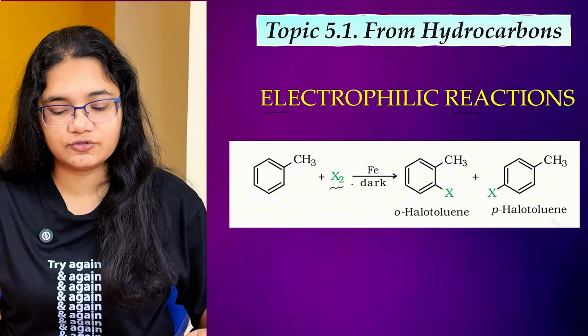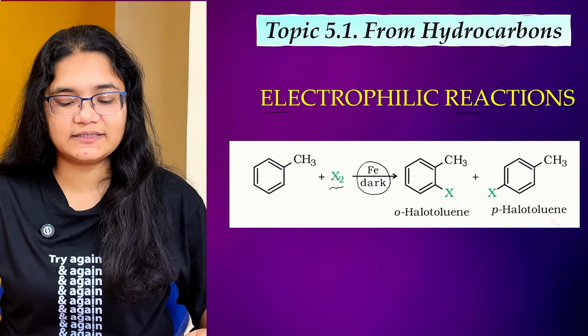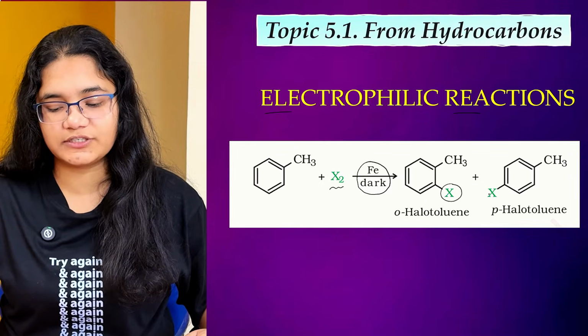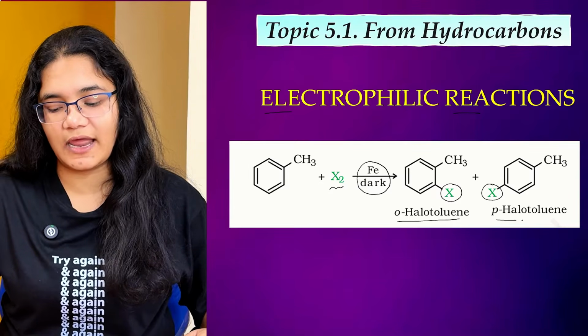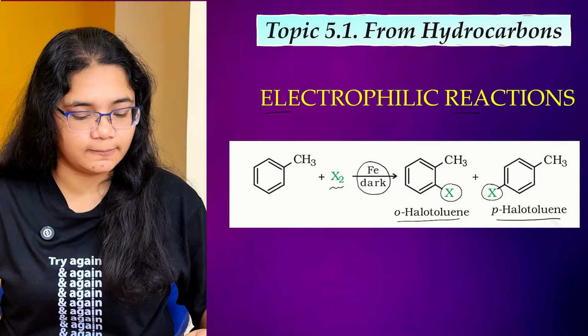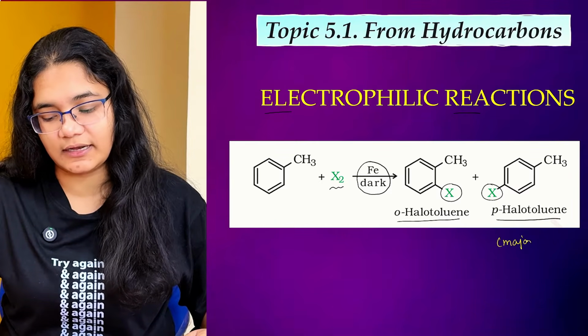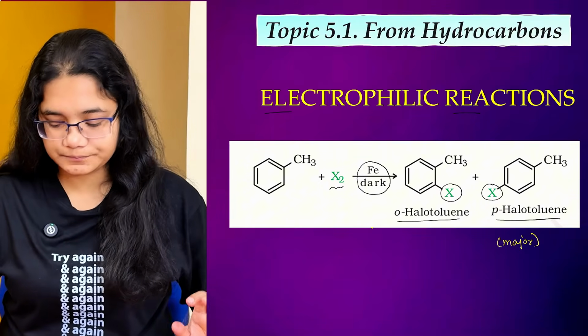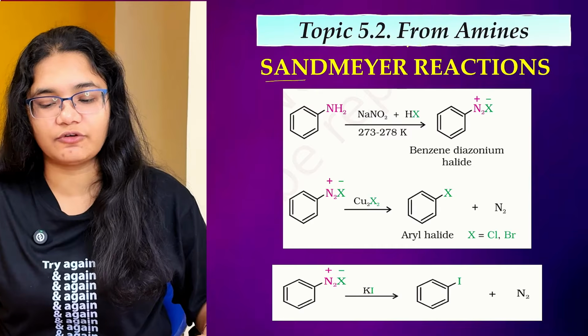If you take X2 with Fe in the dark, then this X will be attached at the ortho position and at the para position. So you can have ortho halotoluene and you can have para halotoluene. Now let me just tell you that the major product is definitely the para one. Clear? Now the next method of preparation is the Sandmeyer reaction from amines.